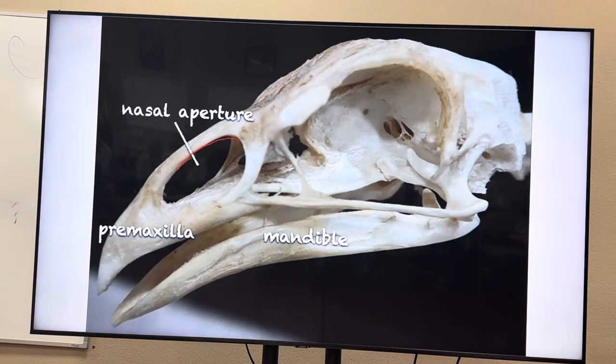So one unique feature of the premaxilla, or the upper jaw, is a very large nasal opening. This is because of the requirement for air.